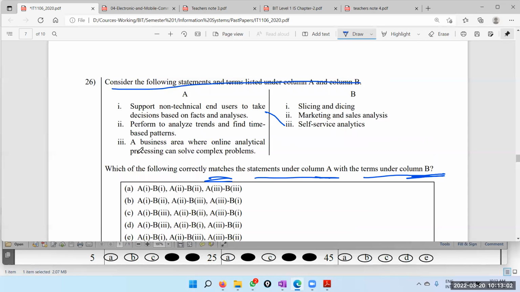Perform to analyze trends and find time-based patterns. It's more into marketing and sales analysis. A business area where online analytical processing can solve complex problems. Yes, complex problems can be solved by looking at data from different perspectives.